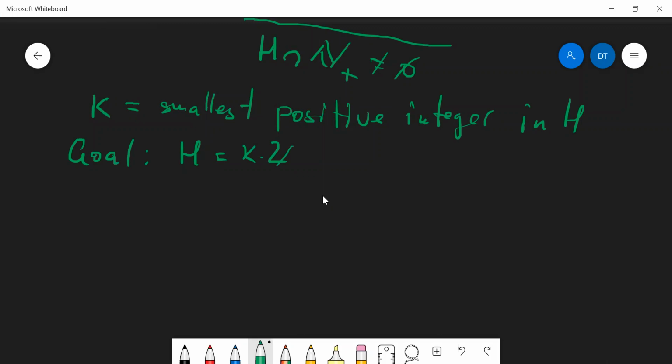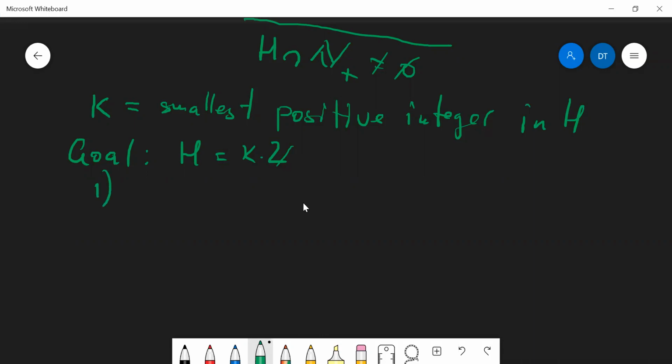In order to prove this equality, since H and K times Z are subsets of Z, in order to show that two subsets are the same, we must show that the left-hand side, which is K times Z, is a subset of H. And the other way around, that H is a subset of K times Z.